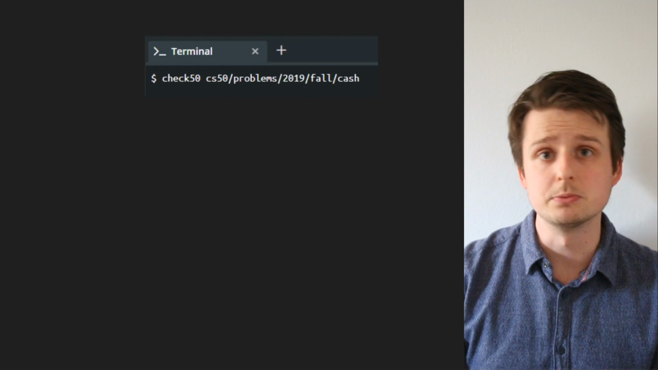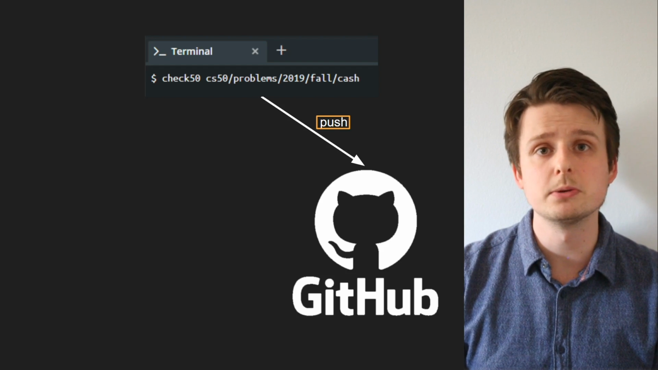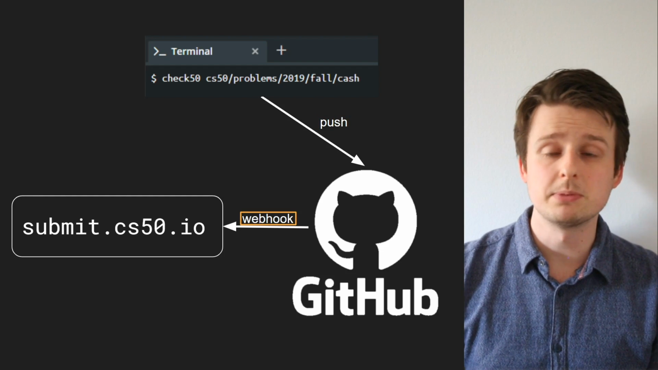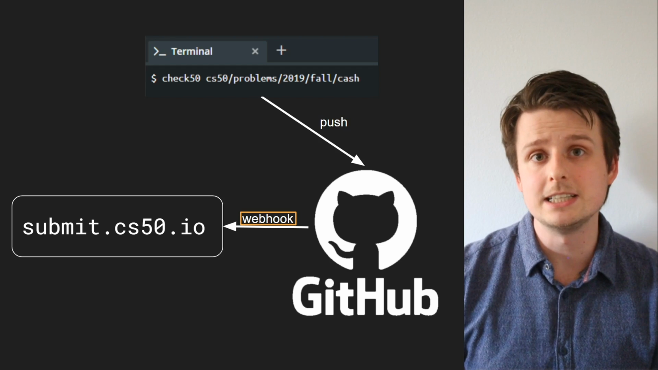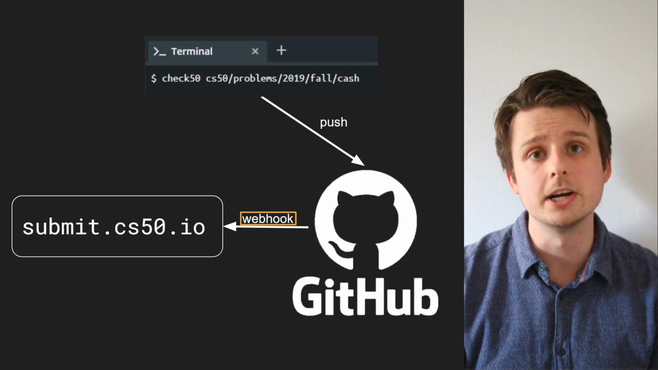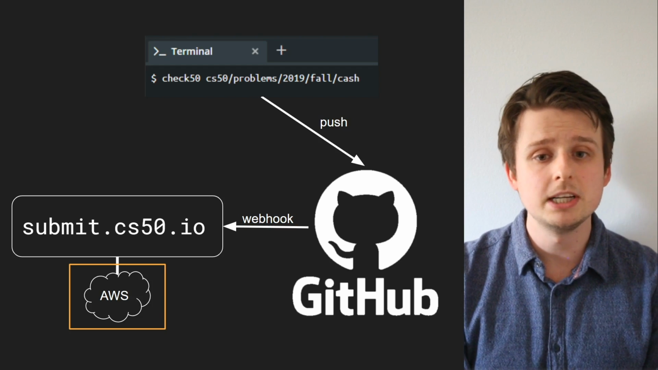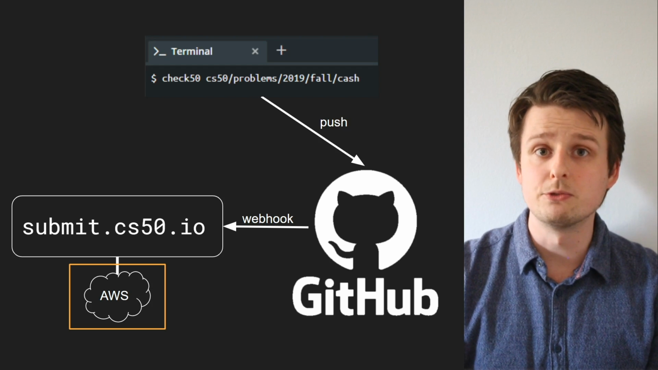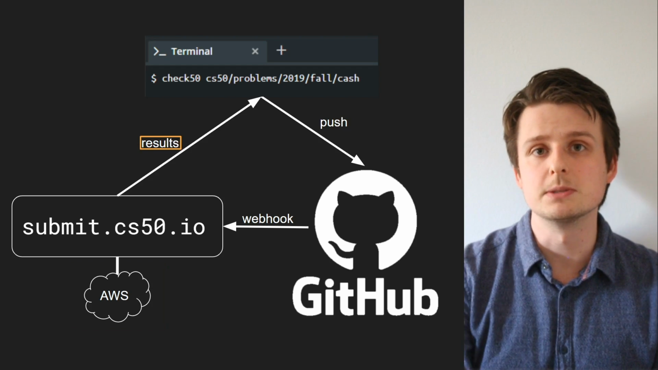This is actually what happens. Once you run Check50, the student's code gets pushed over to a private repository over on GitHub. From this private repository, a webhook is fired to a CS50 server called submit.cs50.io. This server will launch a job on AWS, which will pull in the student's code, run Check50 there, and ultimately send the results back to the student.